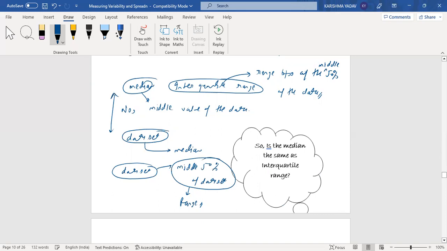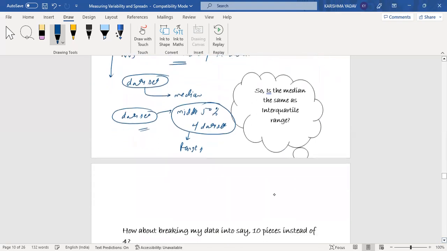Median and interquartile range are absolutely different. The median is the middle value of the data, and the interquartile range is the range of the middle 50% of the data set.